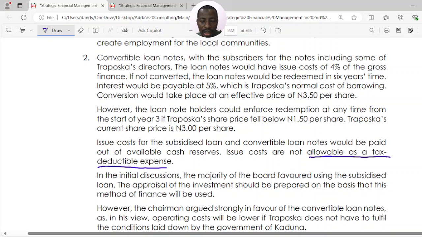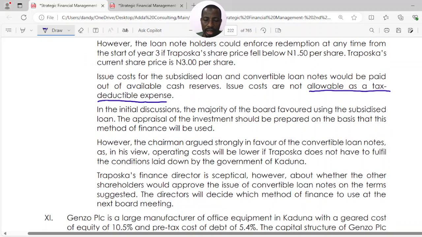In the initial discussion, the majority of the board favored using the subsidized loan. The appraisal of the investment will be prepared on the basis that this method of finance will be used. However, the chairman argued strongly in favor of the convertible loan note, as in his view, operating costs will be lower if Traposca does not have to fulfill the condition laid down by the government of Kaduna.